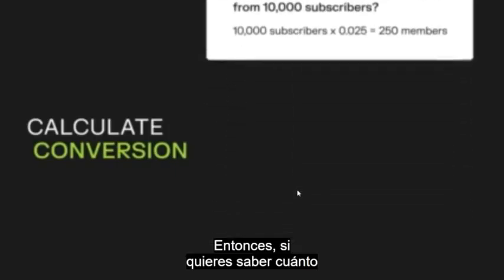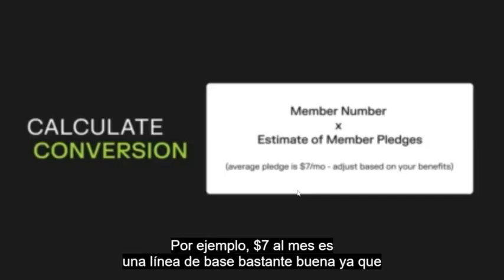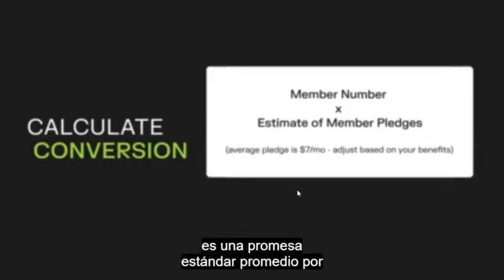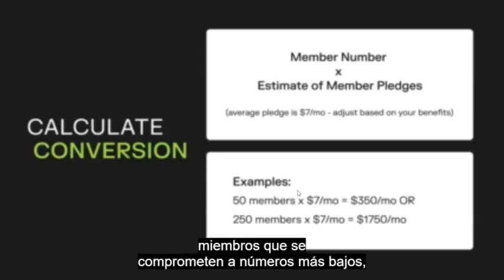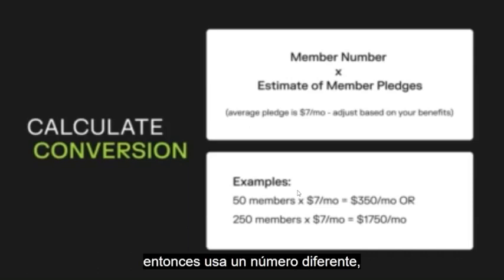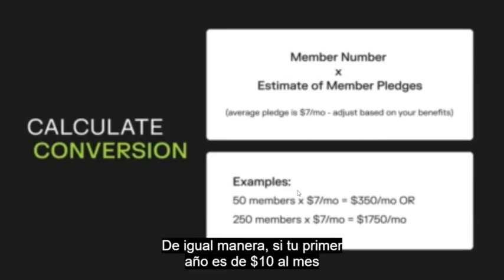And then if you want to know how much you might expect to earn, bring in your pledge amount as a multiplier. For instance, $7 a month is a pretty good baseline, as it is an average standard pledge per member on Patreon, which I didn't know. Multiply this figure by the number of members. However, if all of your benefits are under $5 a month and you have members pledging at lower numbers, then use a different number because your average number is going to be lower. Similarly, if your first tier is $10 a month and everyone pledges at 10 or 20 or 50, you use that as your marker.